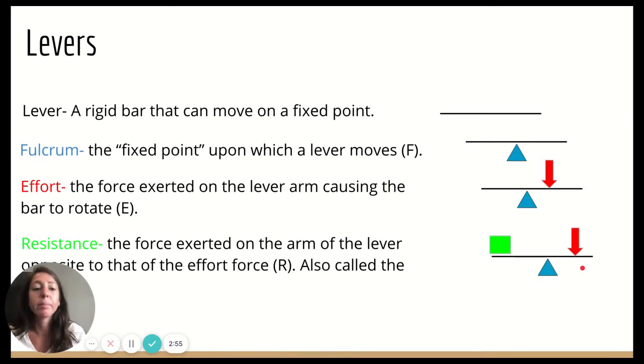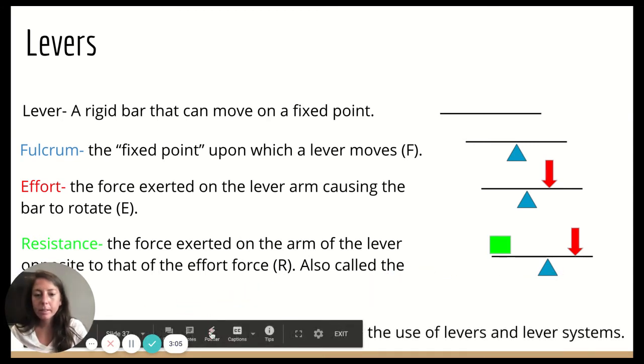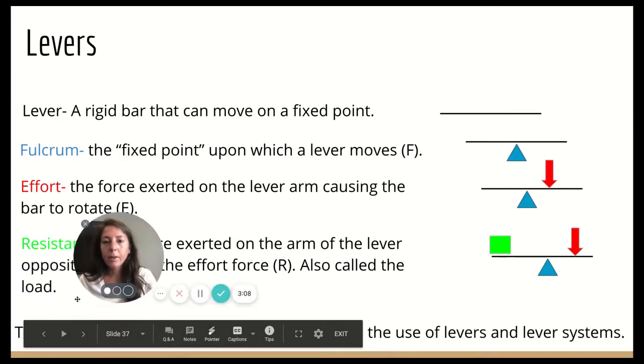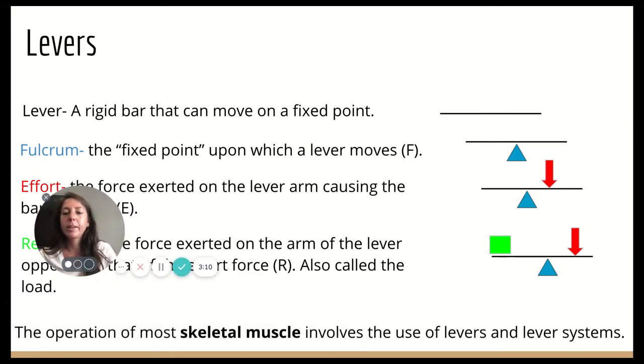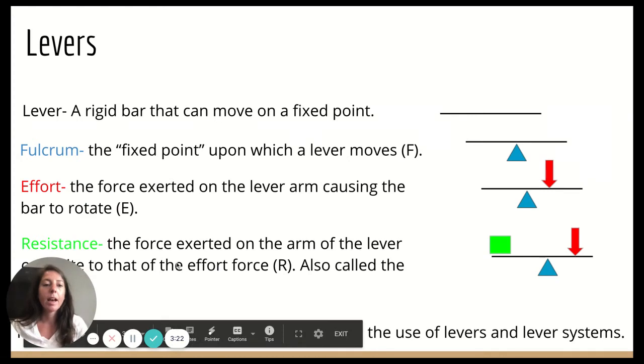Then we will look at, in the body, what is the fulcrum, what is the effort, and what is acting as the resistance. Down below, you can see that the operation of most skeletal muscles in our body, remember skeletal muscles are all those attached to bones that move them, involves the use of levers and lever systems. So we have multiple parts of a lever system helping with movement.